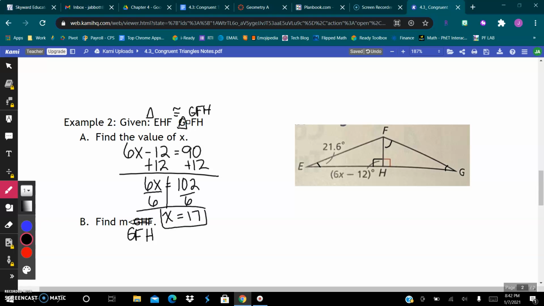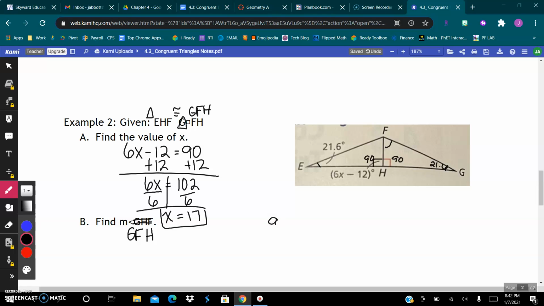So we just said that this angle is 90. And this angle is 90. And they've labeled this angle E 21.6. So the other angle over here, G, has to be 21.6 because they had given us the statement that these two triangles are congruent. So now we can use that information to figure out what the angle F there is.